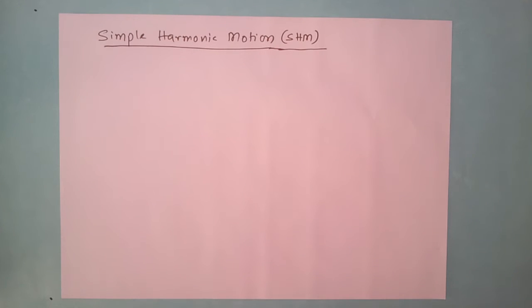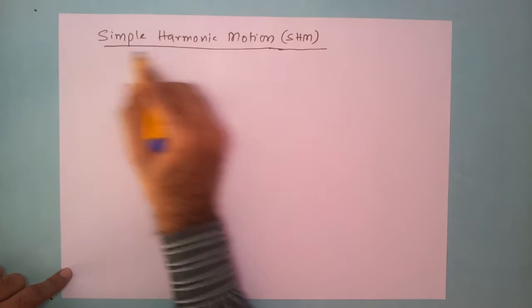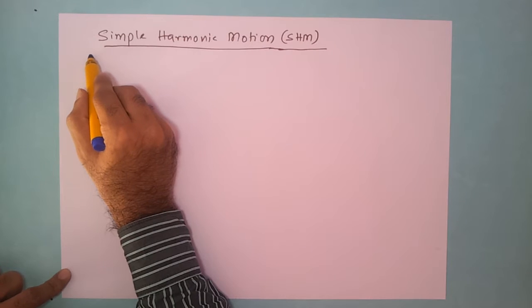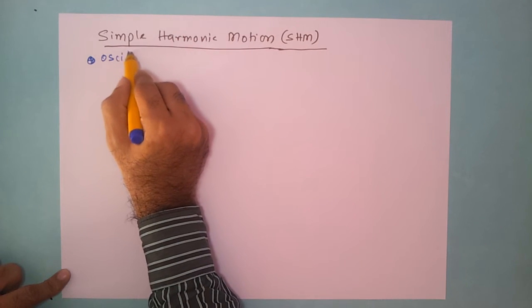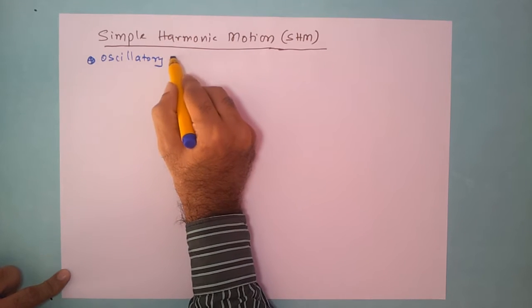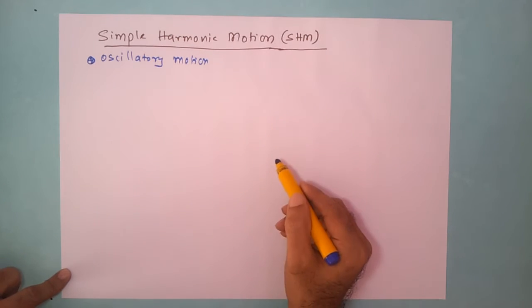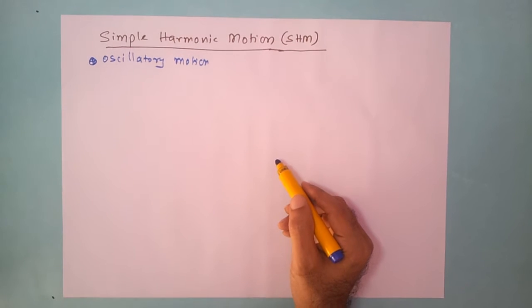Here I'm giving you an introduction to simple harmonic motion, and we'll look at it in detail and try to understand exactly what it means. To begin with, let me say a couple of things. One is simple harmonic motion is an example of oscillatory motion. And I'm sure you know what oscillatory motion is.